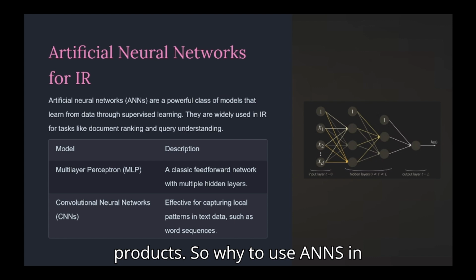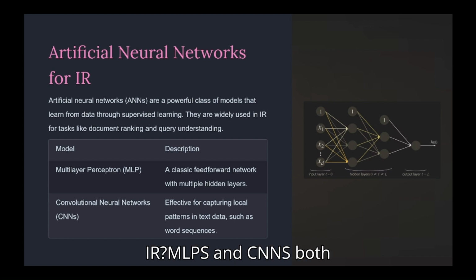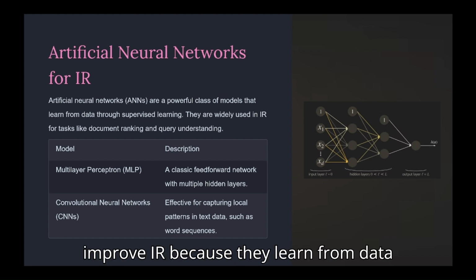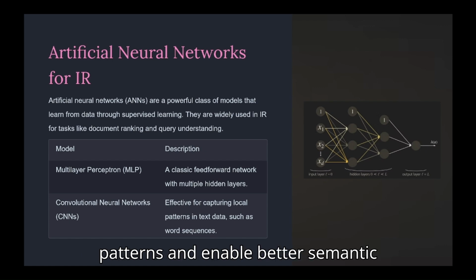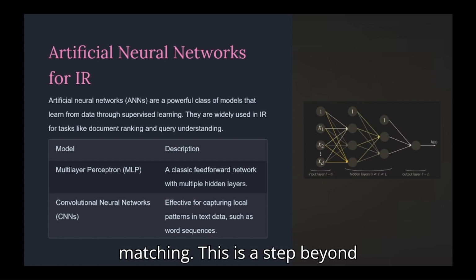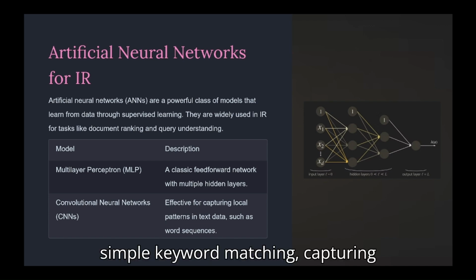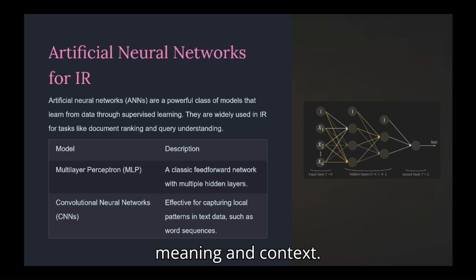So why use ANNs in IR? MLPs and CNNs both improve IR because they learn from data patterns and enable better semantic matching. This is a step beyond simple keyword matching, capturing meaning and context.